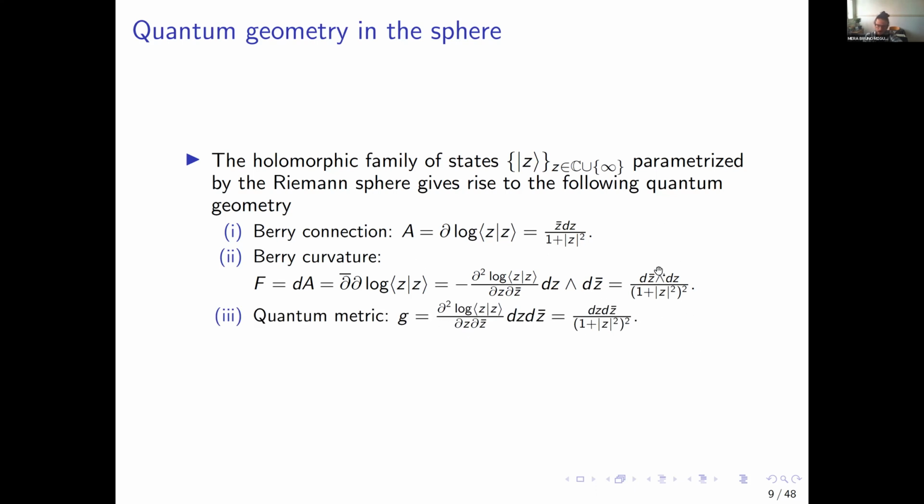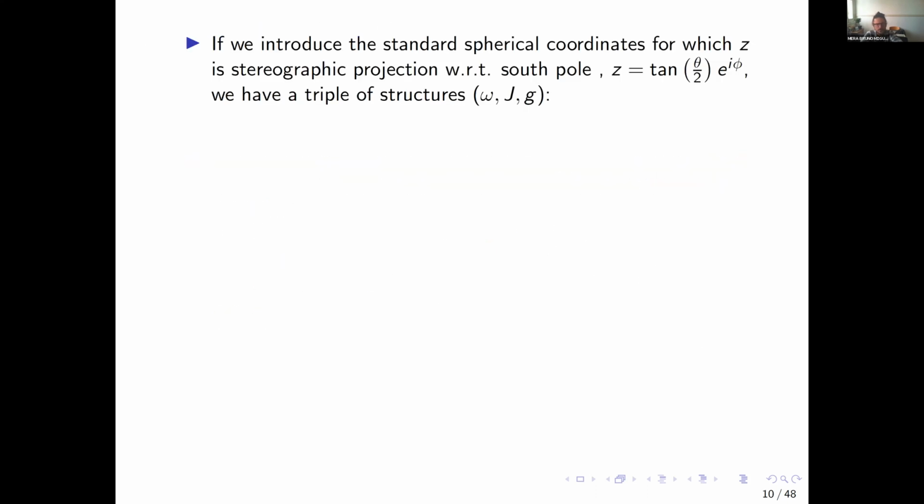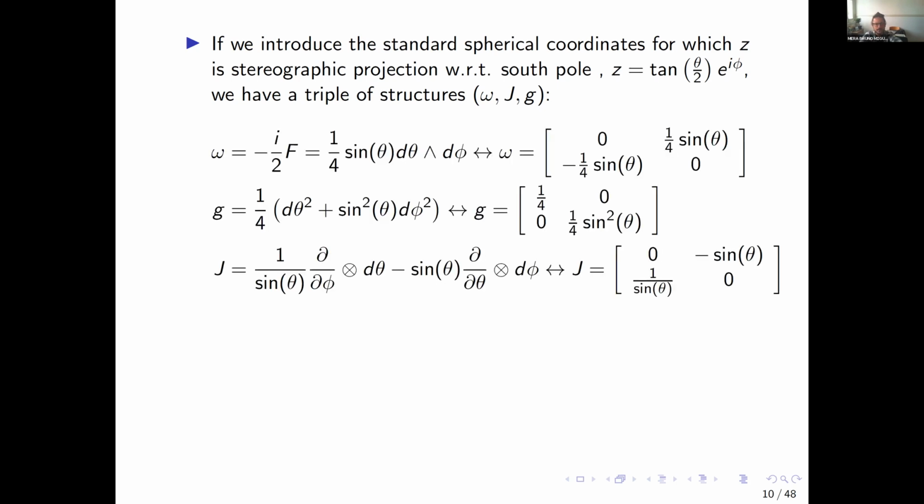And you see that these two objects, well, they basically look the same up to exchanging the symbol of wedge by the symbol of symmetric product. Okay, so if we introduce the spherical coordinates for which z is the stereographic projection with respect to the south pole, so theta is this angle that comes from the z-axis and phi is the angular variable. So we have a triple of structures, omega, J, and g, similar to what happened in the plane. And again, I will not bother you with the details of this, but they are compatible. So if you write these three matrices in any local coordinates on the sphere, you will find that this formula holds.